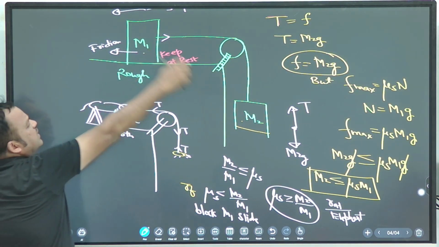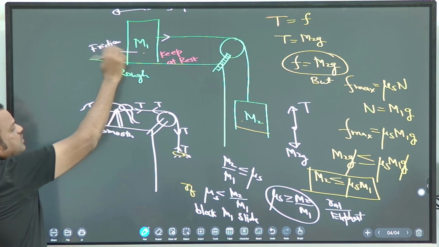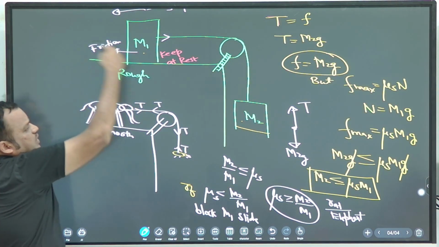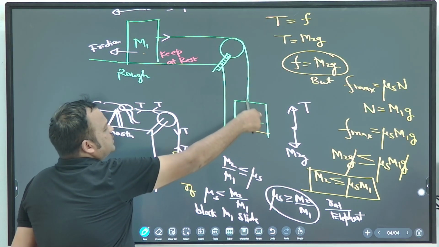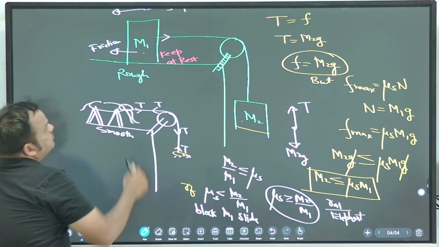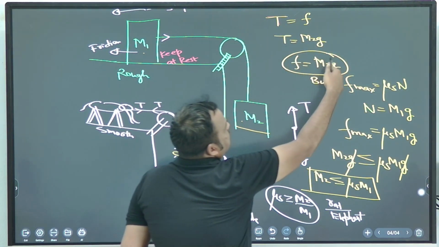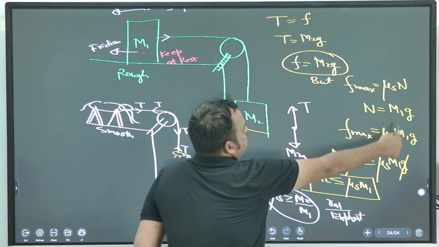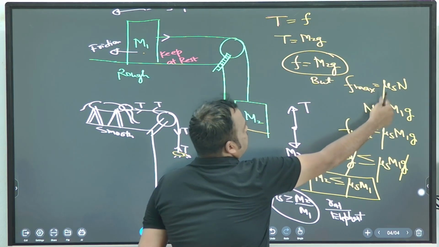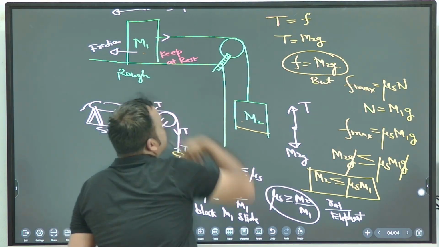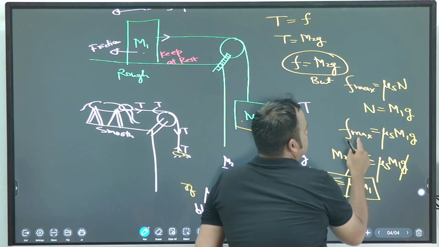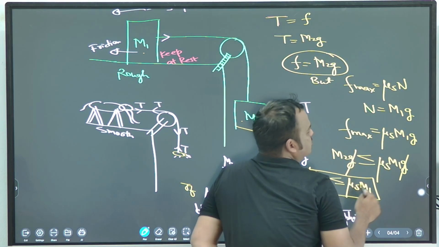First, you have to understand. I want to keep it at rest. So rest means tension and friction are equal. This is also rest. So tension equals M2G, and friction equals M2G. But maximum friction is mu s N, which is mu s M1G.